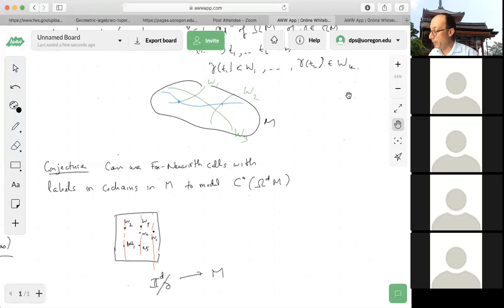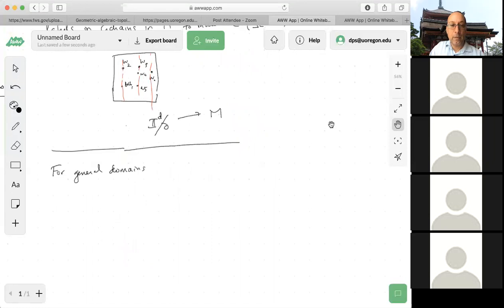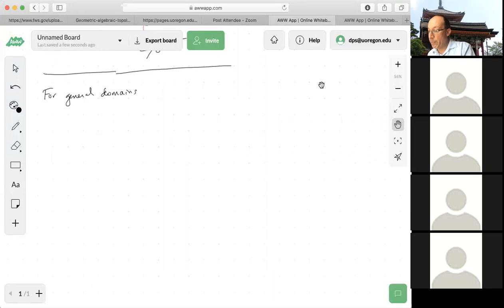So let me say a couple more things and then I'll wrap it up. That's iterated loop space theory. What about general domains? There's something called the Anderson spectral sequence, but I wanted to share some of the geometry there. For general domains, of course, you don't have that geometry, but let's assume, say, let's just say a simplicial complex.